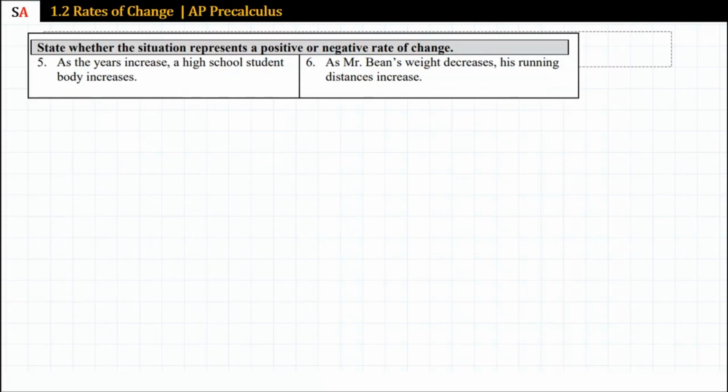Okay. Now let's see. State whether the situation represents a positive or negative rate of change. As the years increase, a high school student body increases. It is true, right? Let's say this one is t, and this is the student body. As the time, the number of years, increases, the students will grow, right? That means it is an increasing function.